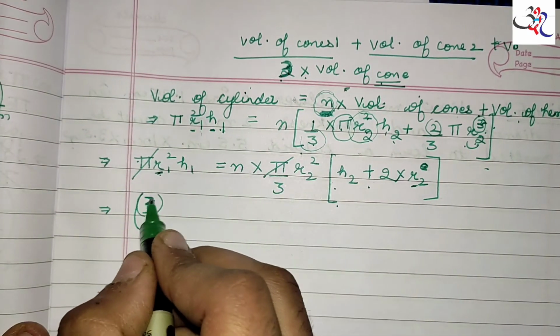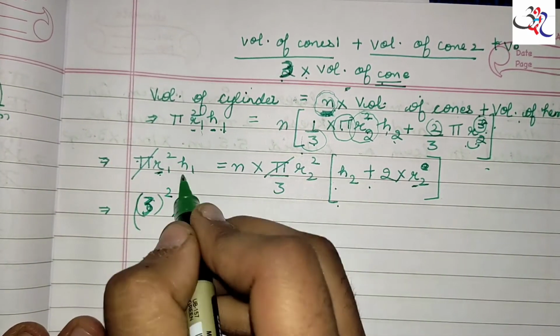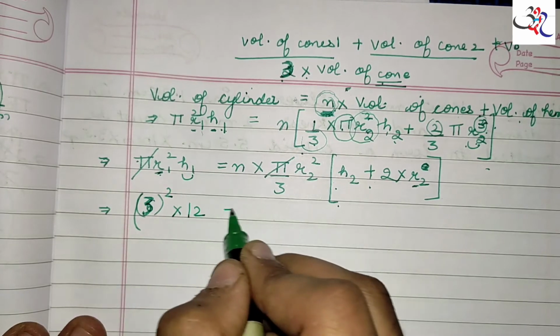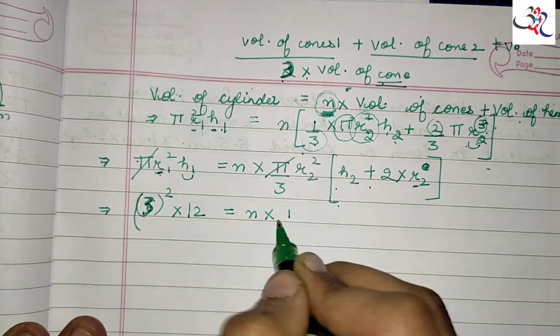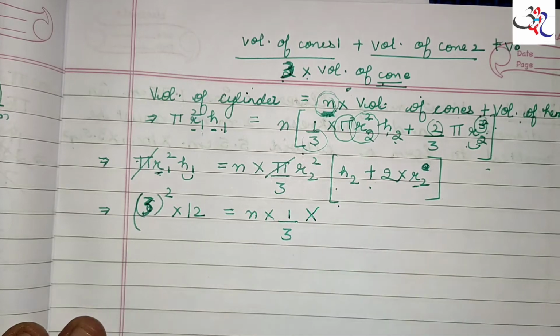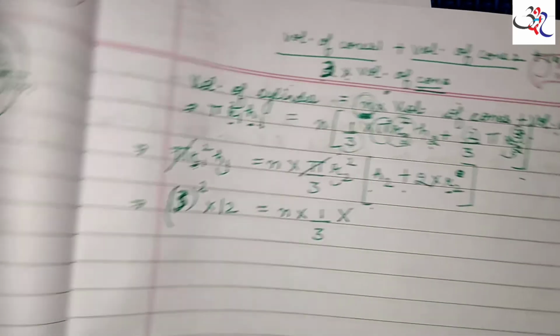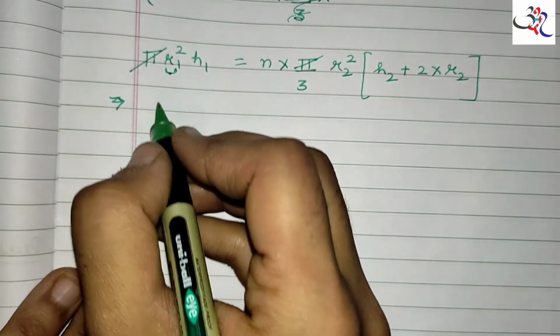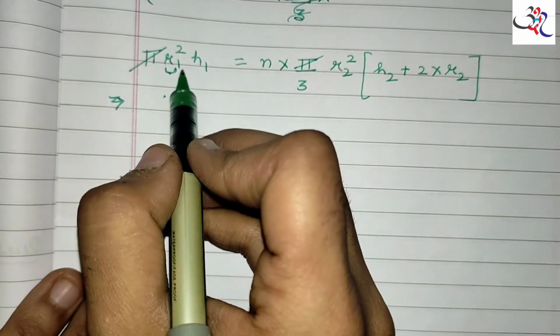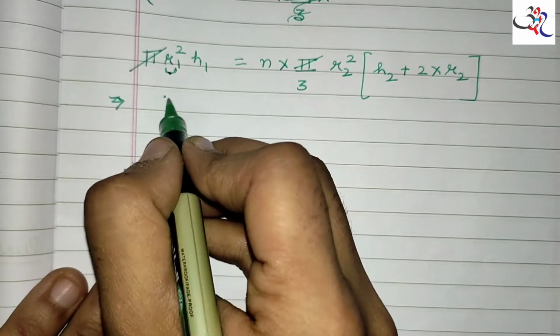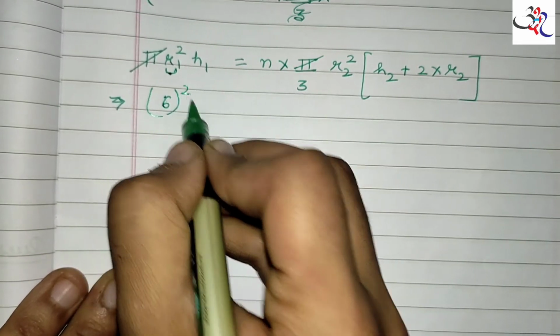6 centimeter. So what will the radius be? Radius will be 3. Height of the cylinder is 12 centimeter. N into 1 by 3 into r2 square. R2 is my radius of the cone.